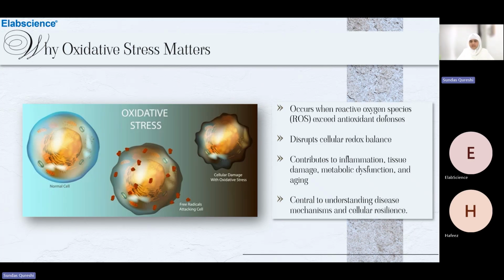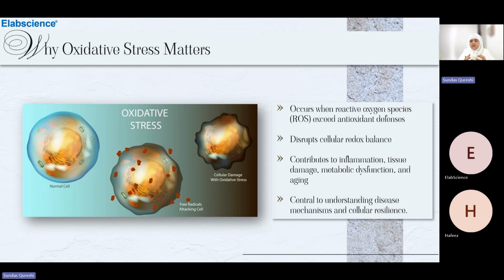When this balance is disturbed, cellular components such as proteins, lipids, and DNA can be damaged, which affects the normal cell function. This imbalance doesn't just impact the individual cell, it can also contribute to broader tissue damage and is also linked to inflammation, metabolic dysfunction, and aging.